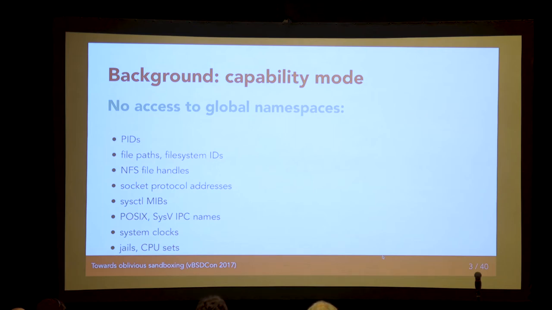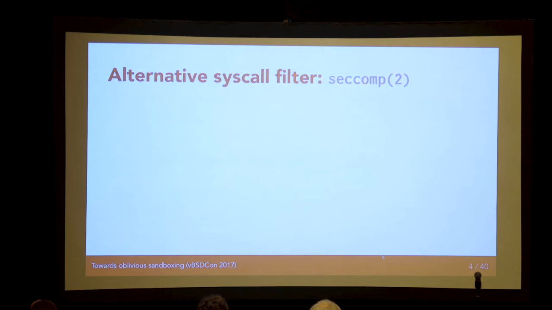So they can't even name the same objects. It's Hotel California, you can go into capability mode, you can never leave. If you exec, then the new process is also still in capability mode. If you fork, then the child process is also in capability mode, so one way only. And this provides a very, very strong form of isolation, but this is only half of the story.